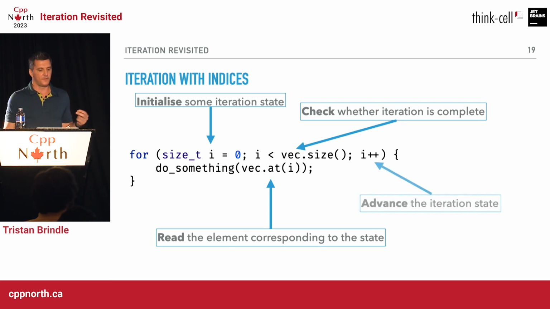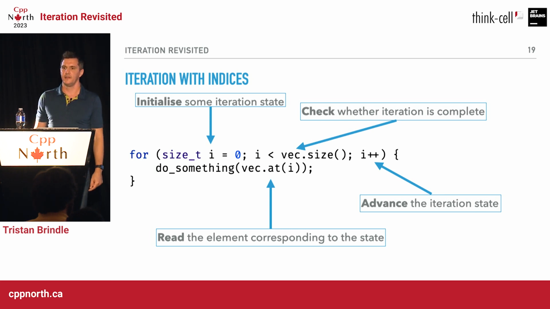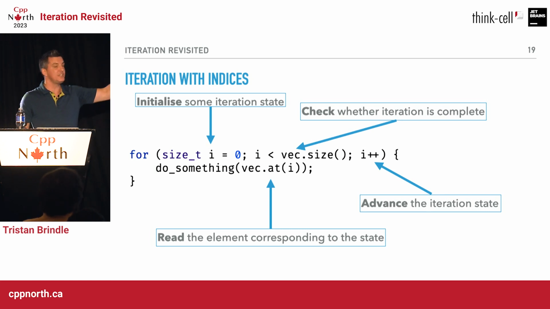And then finally, our advance operation, we're just going to increment the size t. Okay, so these are the definitions of the operations that we're going to work with. So now what we're going to do is take those iterator UB examples we saw earlier, and substitute in our new operations and see what happens.